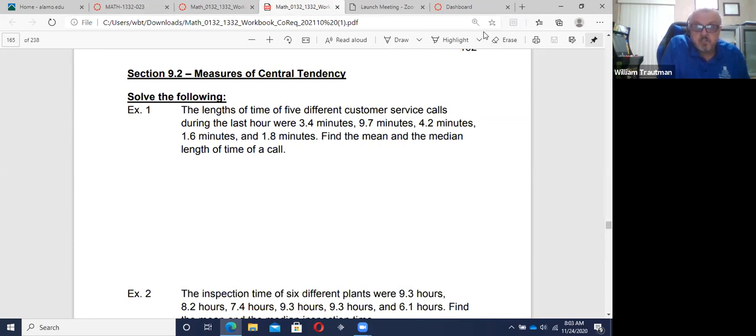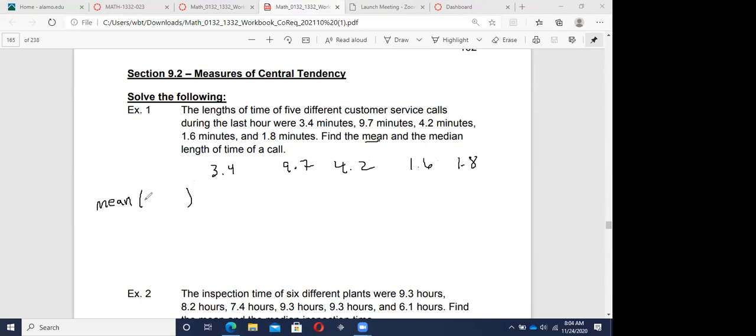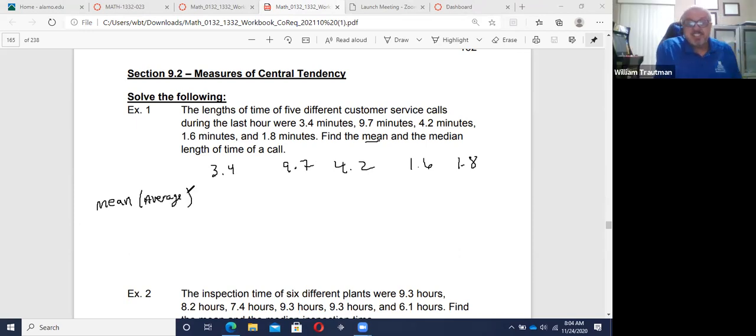So let's take a look at the first question. The lengths of times of 5 different customer service calls were 3.4, 9.7 minutes, 4.2 minutes, 1.6 minutes, and 1.8 minutes. Find the mean. By the way, does anybody know another word for mean? What's another word for mean in statistics? Average, right? Yeah, it's the average. A lot of people don't know that, but mean is the average.